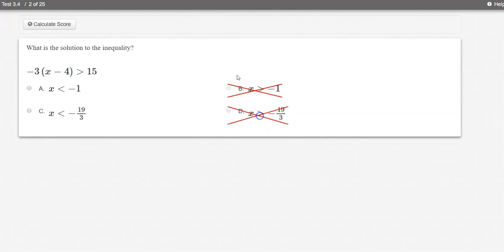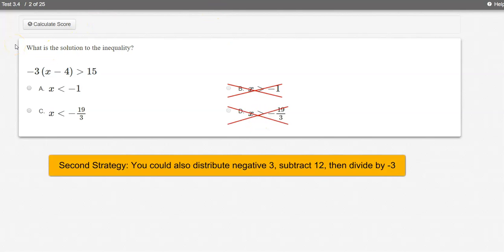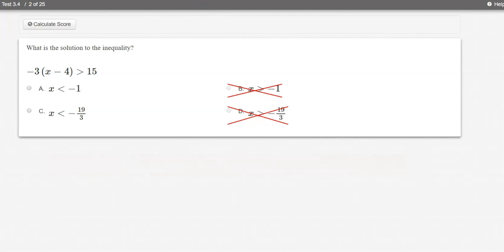reverse the inequality. If you divide 15 by -3, you get -5, and the next step would be to eliminate -4. The inverse operation is adding 4, so adding 4 to -5 would give you -1. The correct answer was A.